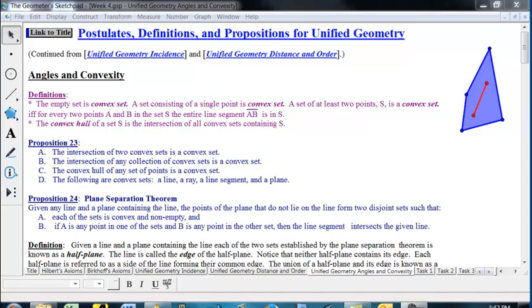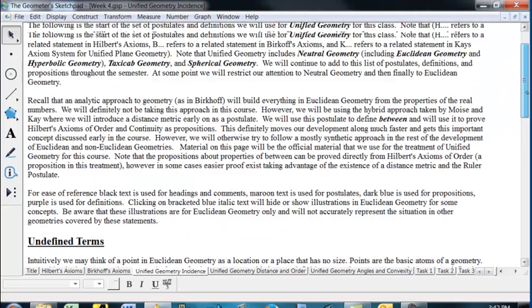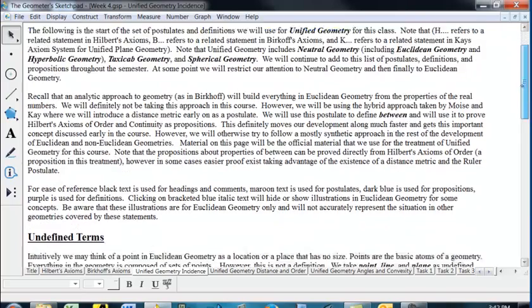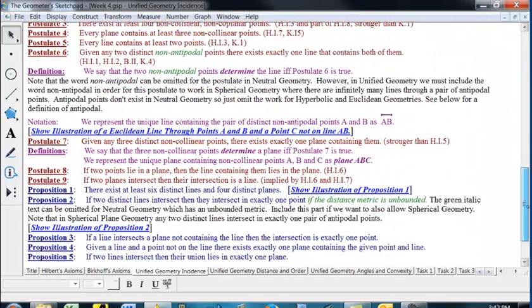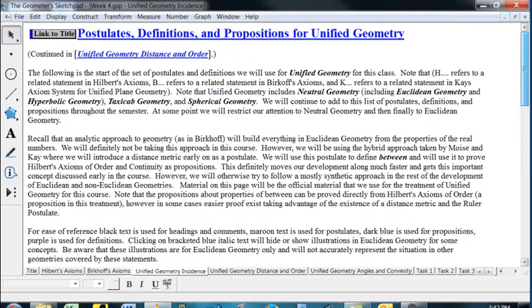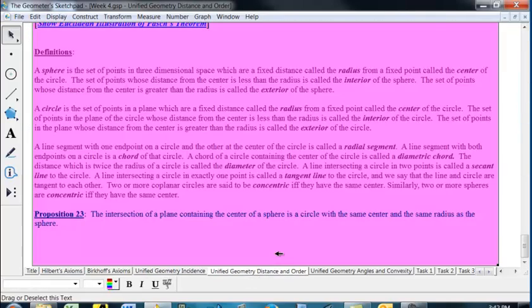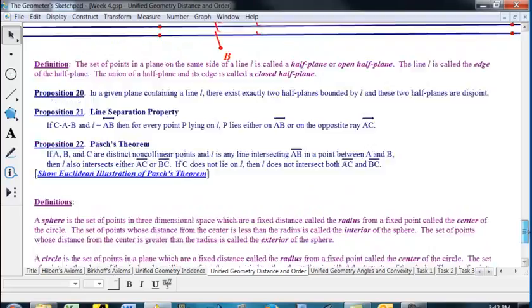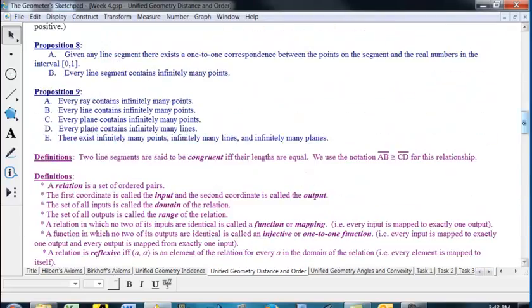Okay, we're going to be looking here today at some postulates, definitions, and propositions for unified geometry, extending what we did in the previous weeks to include some new ideas, particularly some ideas about angles. Remember that we had over here for reference and review our stuff that we covered in the first couple of weeks on incidence, and then the stuff we covered the previous week on distance and between.